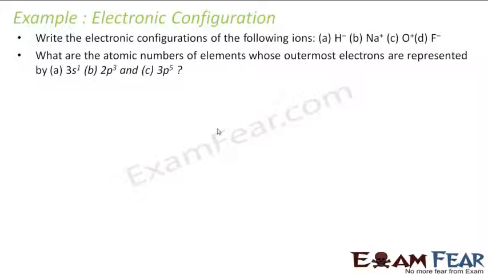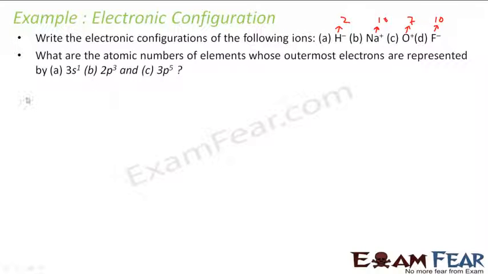Let's take some example here. The first one says to write the electronic configuration of H minus ion. So H minus will have how many electrons? 2. Na plus will have, sodium has 11, 11 minus 1, 10. O plus, oxygen has 8, 8 minus 1, 7, and F minus, fluorine has 9, you add 1 because of the negative charge, 10 electrons. Correct.